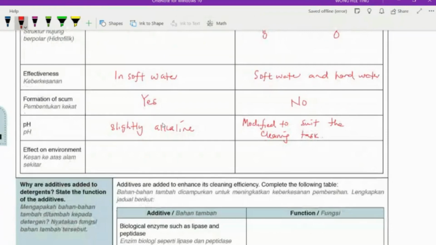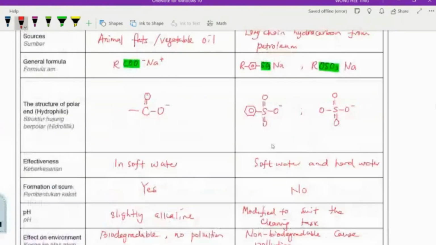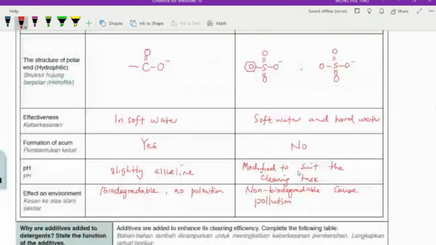Effect on the environment: soap is actually better because it is biodegradable, so no pollution. But the detergent is non-biodegradable, so it will cause pollution. So here is the comparison between soap and detergent.